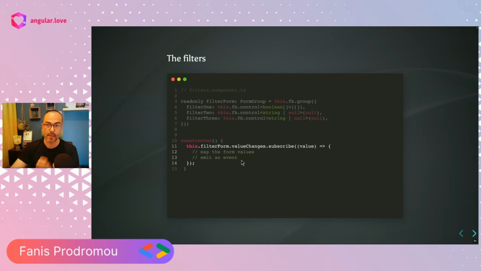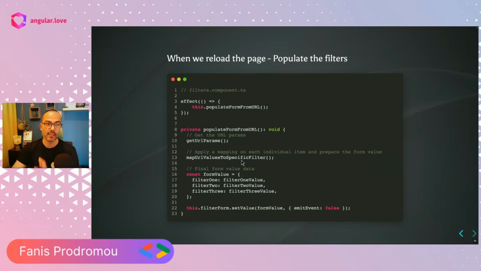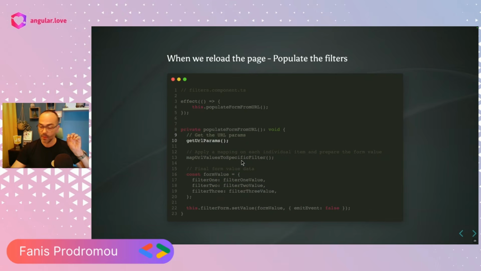Nice. But wait a minute. What we also said is that when we reload the page, we have to populate the filters. We actually have to grab the URL parameters, map those parameters to specific filter values, and eventually prepare the form value so that we can then set it into our form, which is nothing that fancy at this point, right? The only thing we're doing is grabbing the values, preparing the form value, and setting it back to our form. Nice, and things will work so far.